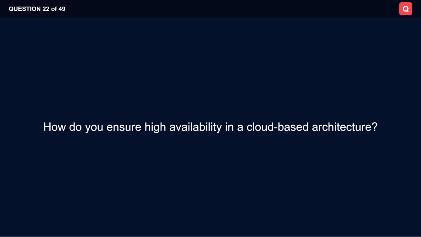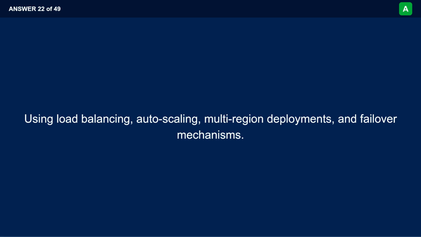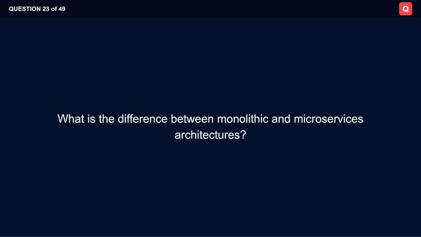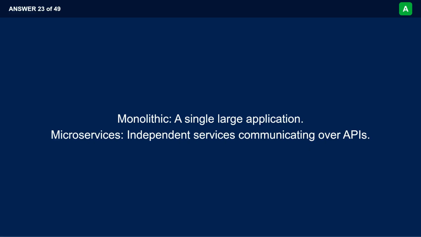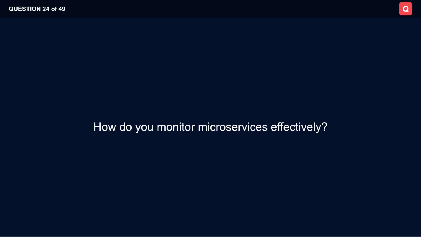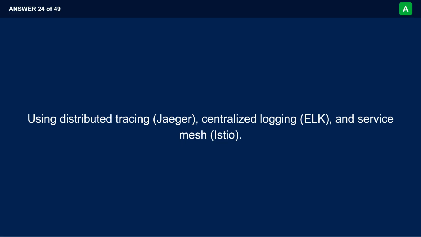How do you ensure high availability in a cloud-based architecture? Using load balancing, auto-scaling, multi-region deployments, and failover mechanisms. What is the difference between monolithic and microservices architectures? Monolithic: a single large application; microservices: independent services communicating over APIs. How do you monitor microservices effectively? Using distributed tracing (Jaeger), centralized logging (ELK), and service mesh (Istio).